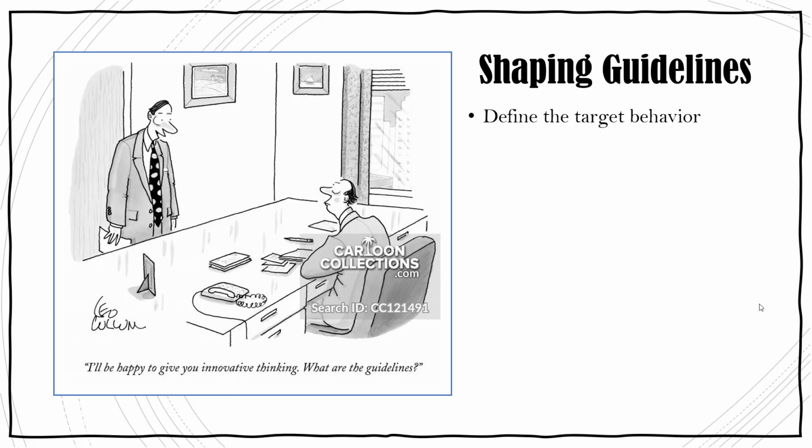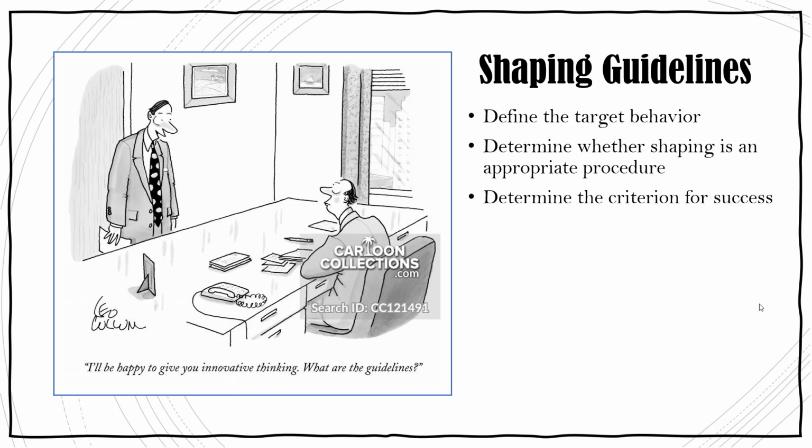All right, shaping guidelines. You always want to define your target behavior. You want to determine whether shaping is an appropriate procedure. Determine the criterion for success. So when are you deciding to move to the next closer successive approximation? Identify your starting behavior. So what's your initial behavior? Where are you going to start? And then choose your shaping steps.